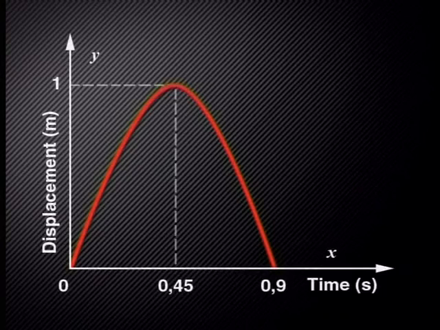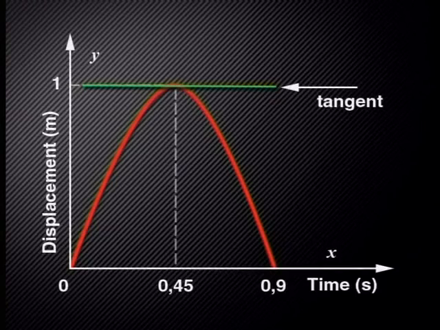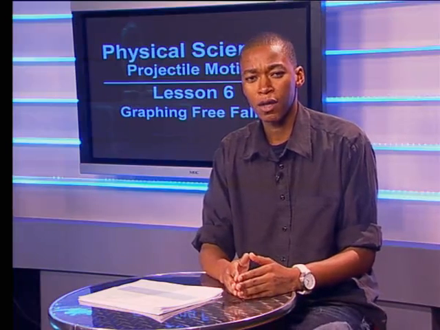Let's examine one special tangent. Look at this tangent at the very top of the graph. Notice that the line is parallel to the time axis. This means that the gradient of the tangent is 0. Interesting. This proves to us that the velocity at the highest point is 0. Thanks, Siwe. Let's go to the velocity time graph for this motion, please.